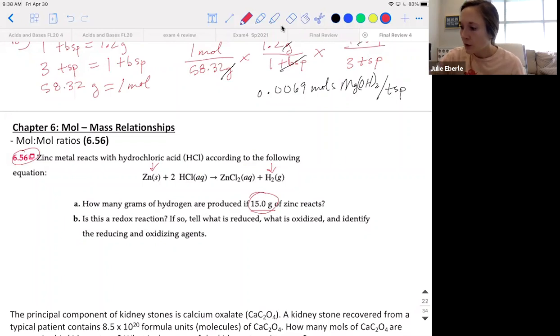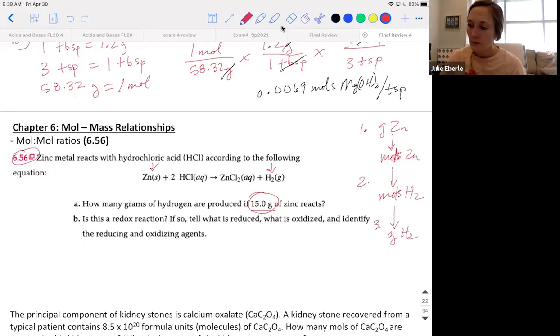So here's the order. We're going to start with step 1. You're going to convert grams of zinc to moles of zinc. Step 2 is you're going to convert moles of zinc to moles of hydrogen. And then step 3 is you're going to convert moles of hydrogen to grams of hydrogen. Those are the 3 steps: molar mass, then a mole to mole ratio, then another molar mass.